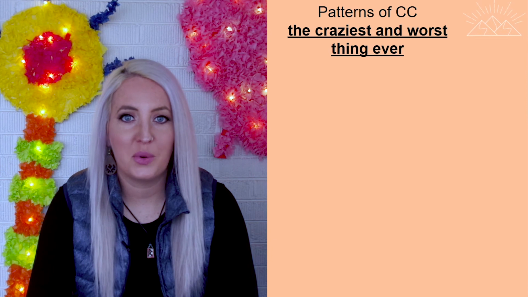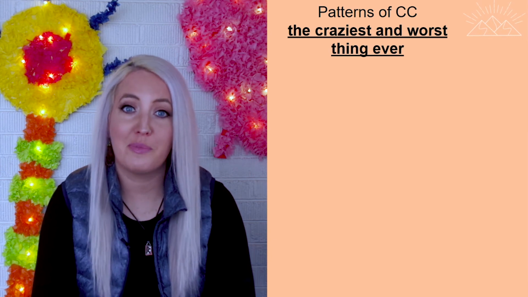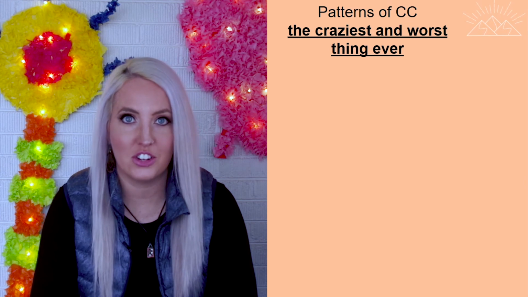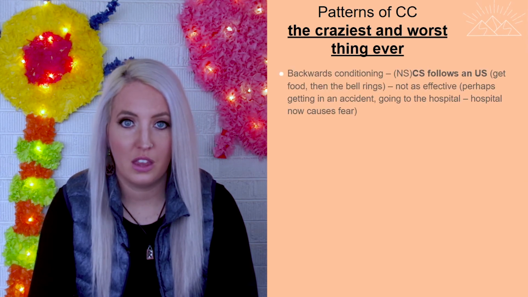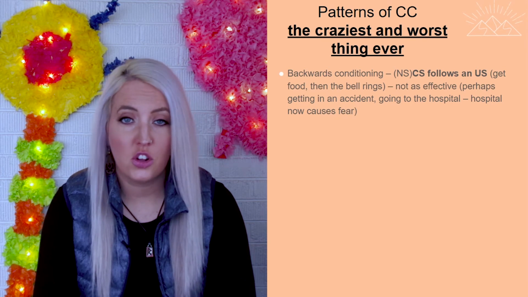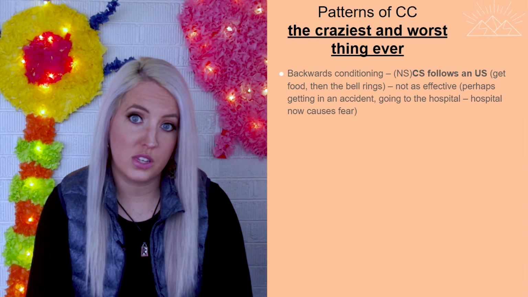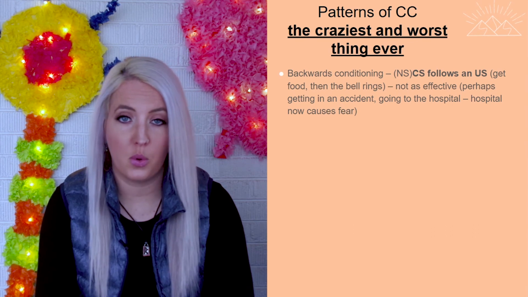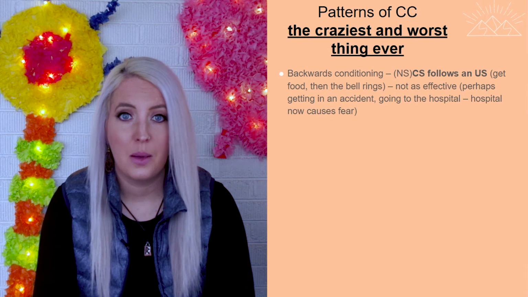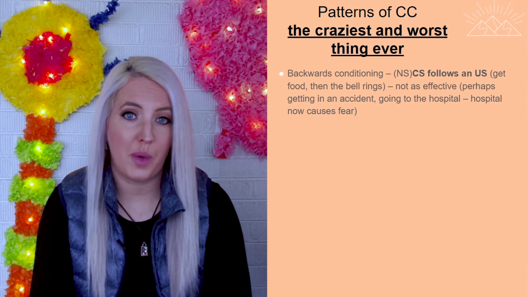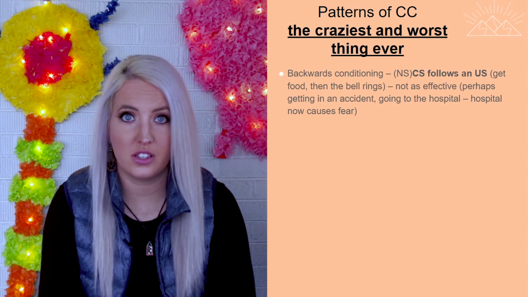And to end today, we're going to take a look at the patterns of classical conditioning. One of my least favorite things in classical conditioning are the different timing mechanisms of classical conditioning. What we call traditional or forward conditioning is what we have been talking about, where the neutral stimulus comes right before the unconditioned stimulus, usually about a half second. But we could also experience what's known as backwards conditioning, where the neutral stimulus follows the unconditioned stimulus.